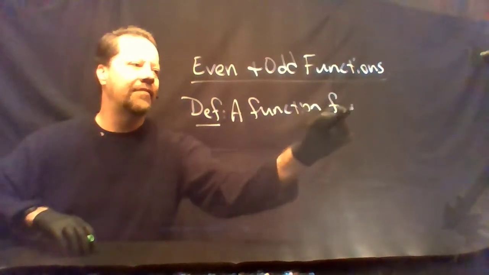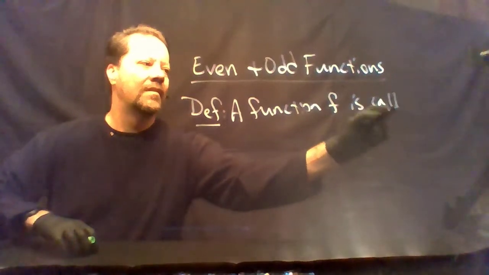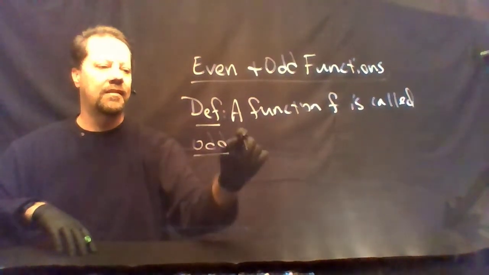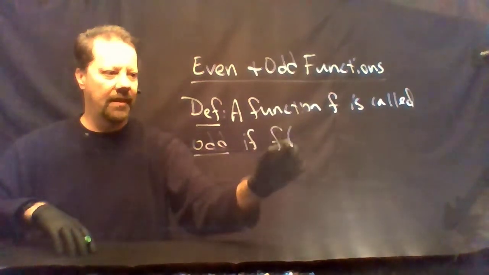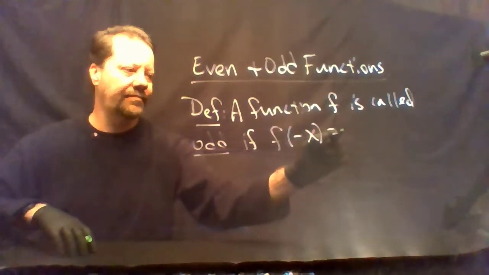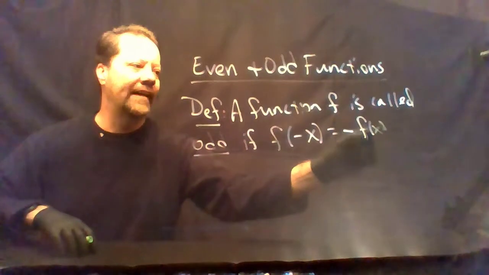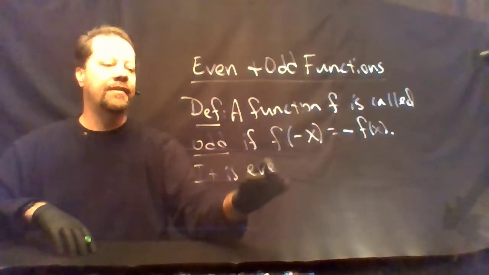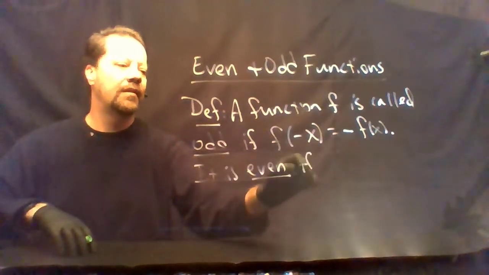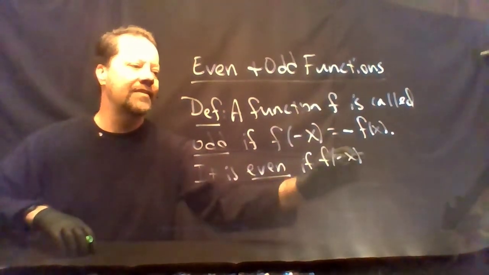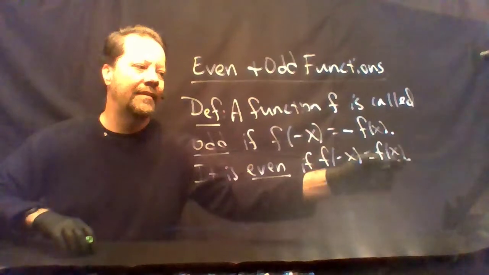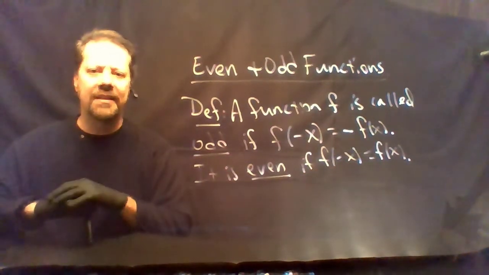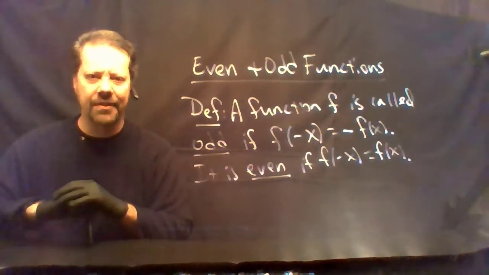A function f is called odd if f of negative x is negative f of x. It is even if f of negative x is positive f of x. Why should these be the definitions for even and odd functions?